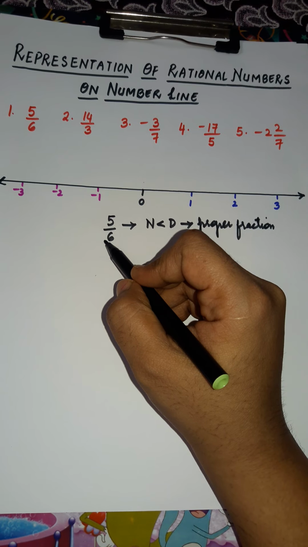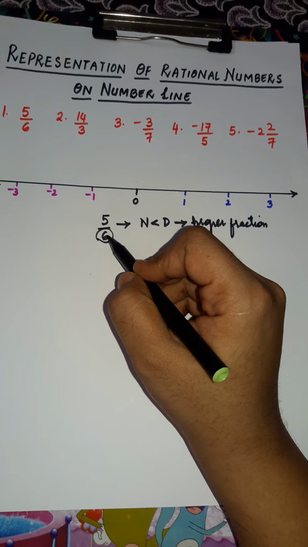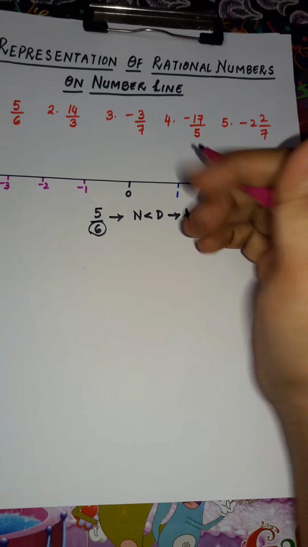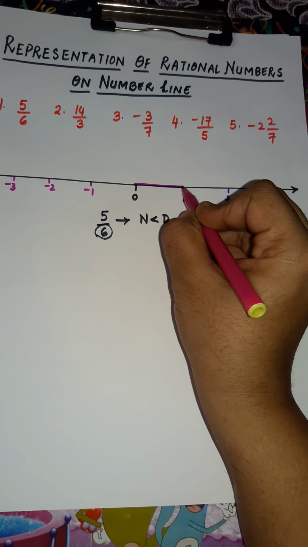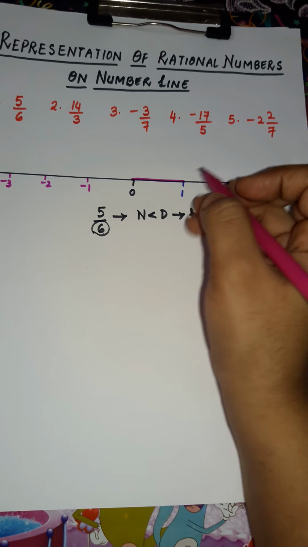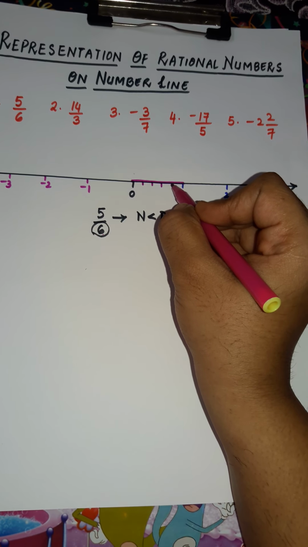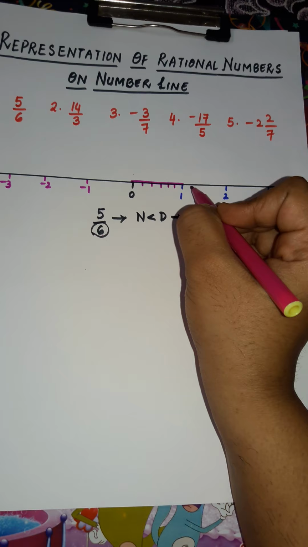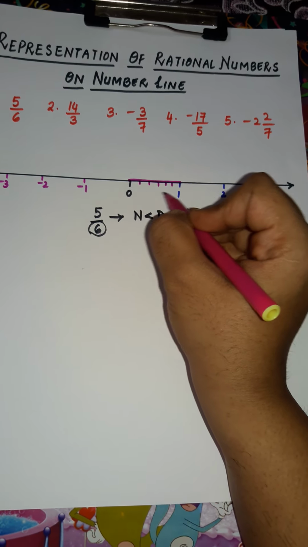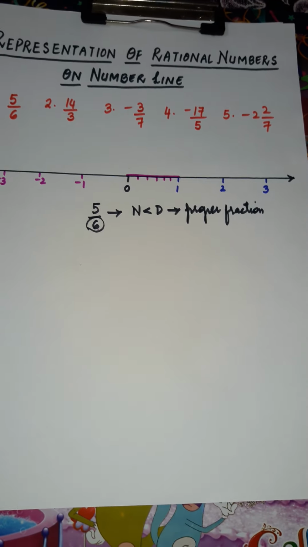First you have to check the denominator. Here the denominator is 6, so that means the segment between 0 and 1 is divided into 6 parts. How can you divide? Like 1, 2, 3, 4, 5 and 6. So you have to divide the segment between 0 and 1 into 6 equal parts.